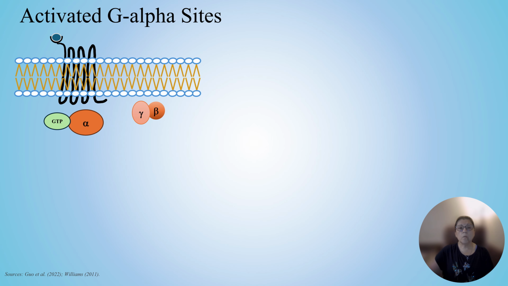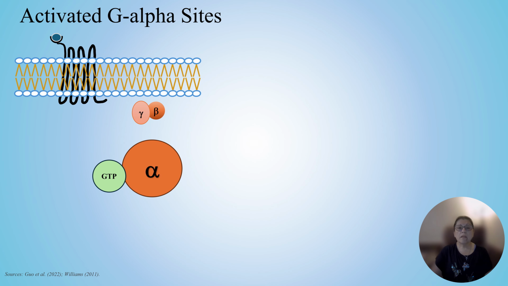On this slide, we will be talking about the activated G alpha sites. We are going to enlarge the GTP alpha site so we can talk about it. But before I begin that portion, I want to touch on the gamma beta subunits. These are still a very important product, and what they do is they stay along the cell membrane, and they have 3 functions.